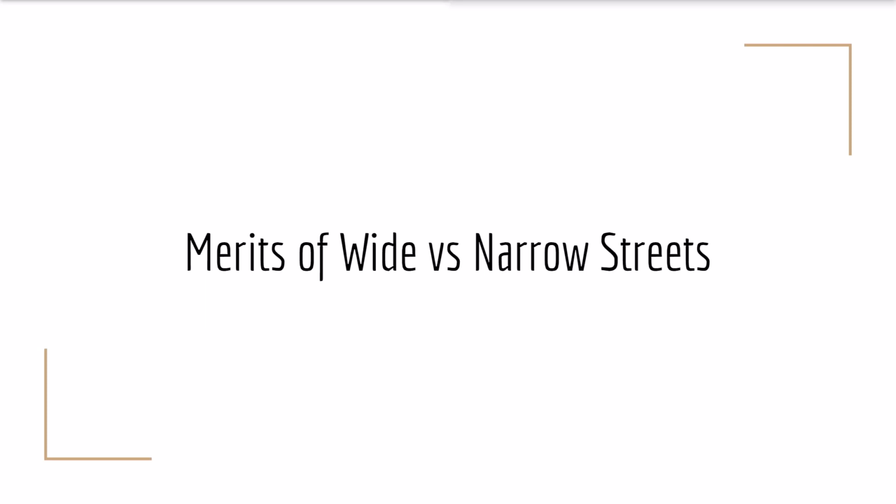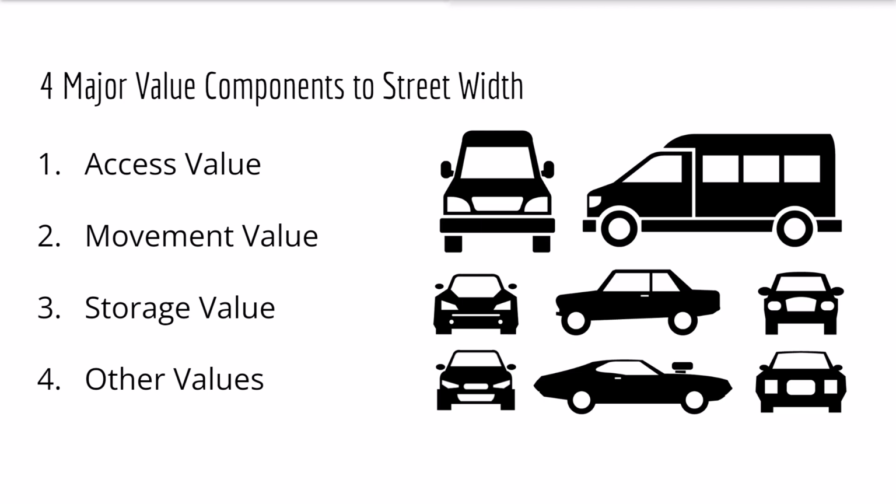There are some determining factors in why some street widths are more popular than others. Access value of streets looks at the street's ability to facilitate how many and how big of vehicles can access the property. Larger streets can obviously allow for larger vehicles, including public utility and emergency vehicles, but many residential areas don't need wide roads to allow for those vehicles when they need to access the street.